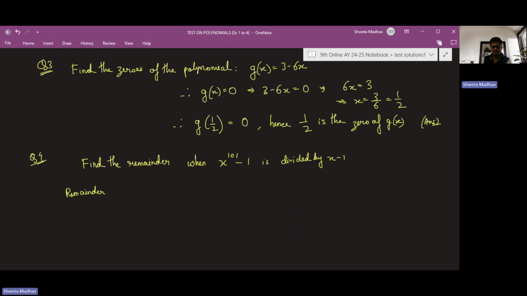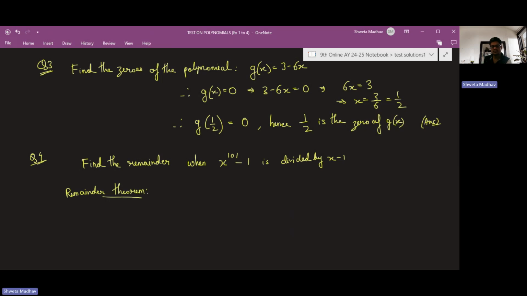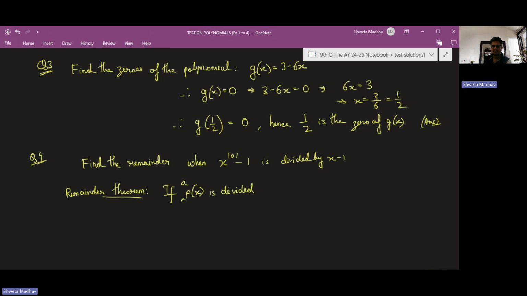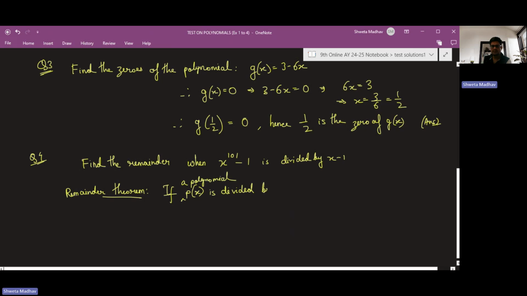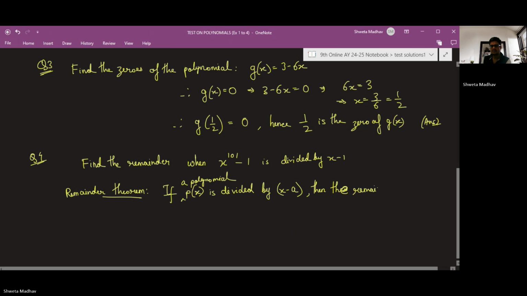The remainder theorem tells that if a polynomial p of x is divided by x minus a, then the remainder is p of a.